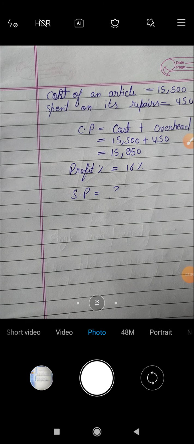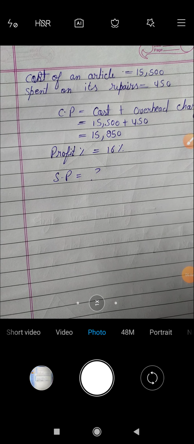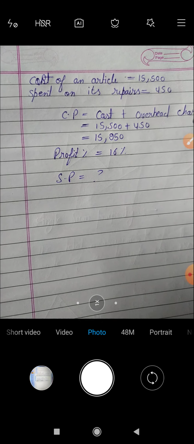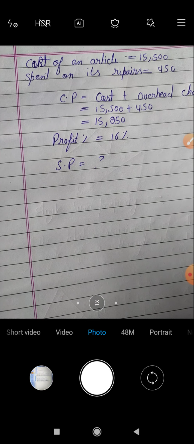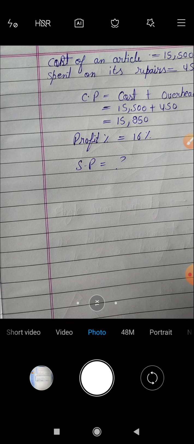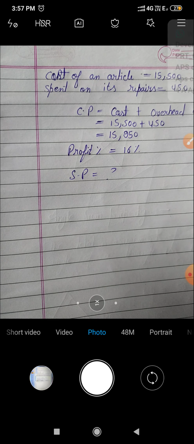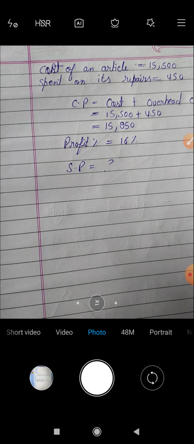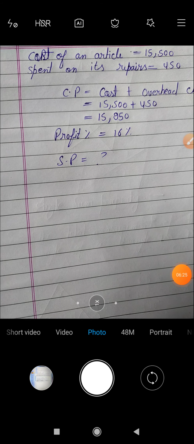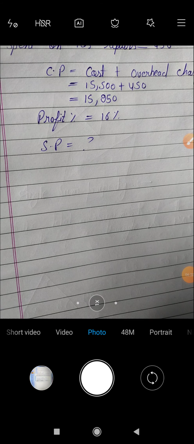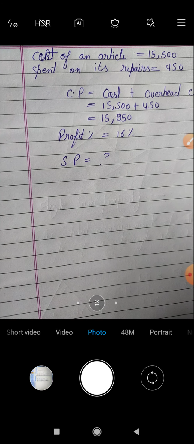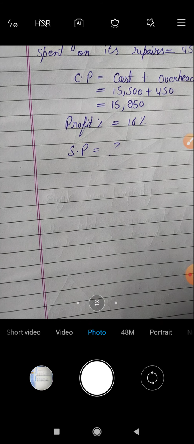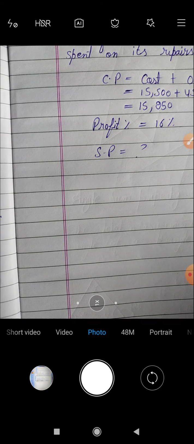It is given in the question that the cost of an article is rupees 15,500 and the rupees spent on its repair is equal to 450 rupees. First we are going to find out the cost price of this article. For this we add overhead charges to the cost of this article. After adding overhead charges to the cost of this article, we have 15,950. It is the CP of this article. It is given in the question that 15% is the profit percent and we have to find out the SP of this article.